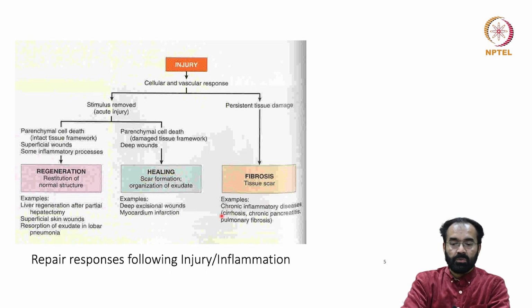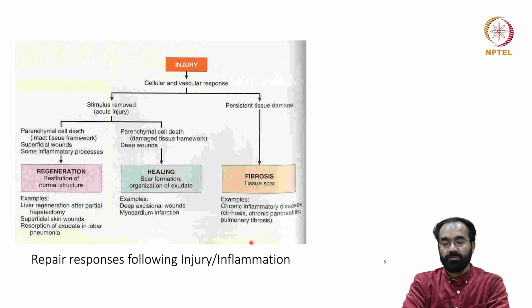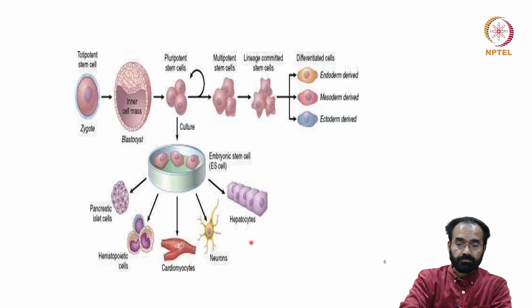Examples include chronic inflammatory diseases like liver cirrhosis, chronic pancreatitis, pulmonary fibrosis, etc. If you are living in a highly polluted environment, your lung epithelium is constantly under pressure, so it can lead to a fibrotic response, which we often refer to as fibrosis.